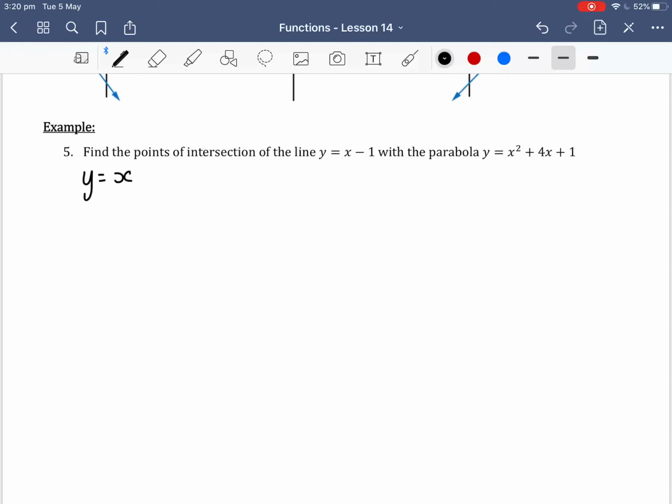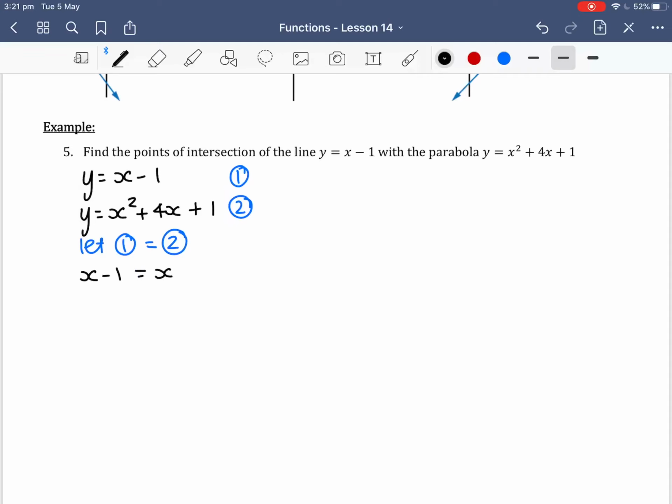So we're going to write out our equations. So y equals x minus 1 and y equals x squared plus 4x plus 1. I'm going to label them 1 and 2 so that we can solve them simultaneously. And we're going to let 1 equal 2. So we're going to let them equal each other. So that means we'll have x minus 1 equals x squared plus 4x plus 1. I'm then going to move everything to one side of the equation. So we're going to minus x and plus 1 to both sides.